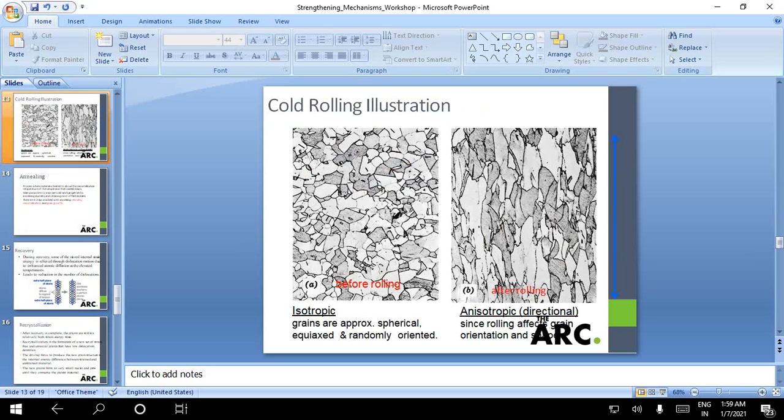This diagram shows the cold rolling illustration, before rolling and after rolling. Normally before rolling it looks isotropic, but after rolling it is an anisotropic direction. Before rolling the grains are approximately spherical, equiaxed and randomly oriented, but after rolling the grains are arranged in a proper manner. The rolling affects the grain orientation and shape, so it will be arranged in a proper manner, and the grain size is also going to be changed.